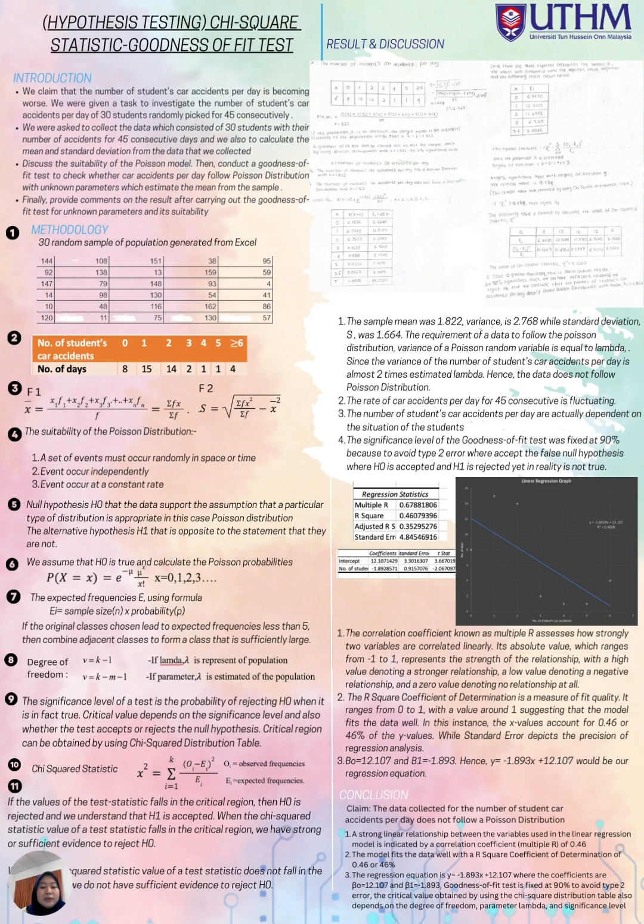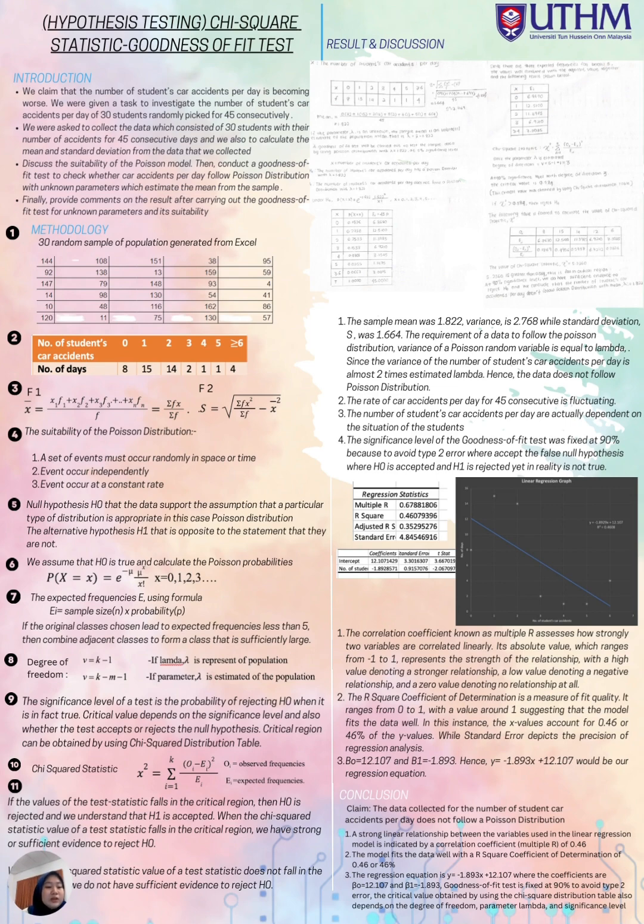For example, in this assignment, we set the population of students in the range 1 to 162 students and proceed to a sampling frame where they list all the 162 students with the number of car accidents for 45 consecutive days. We use the Excel function to generate the 30 random students. Random sampling is used because each item in the population has an equal chance of being selected and the selection is always unbiased.